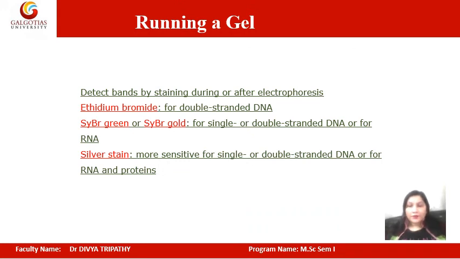Now, after running the electrophoresis, the next step is detection of bands. This can be done by staining either during or after electrophoresis. Some common stains that are used: ethidium bromide, which is used for double stranded DNA, SYBR Green and SYBR Gold, which are used for single or double stranded DNA and for RNA as well, and silver stain, which is more sensitive for single and double stranded DNA and for RNA as well as for proteins. These are the types of stain used for the staining of nucleic acid either during or after electrophoresis.